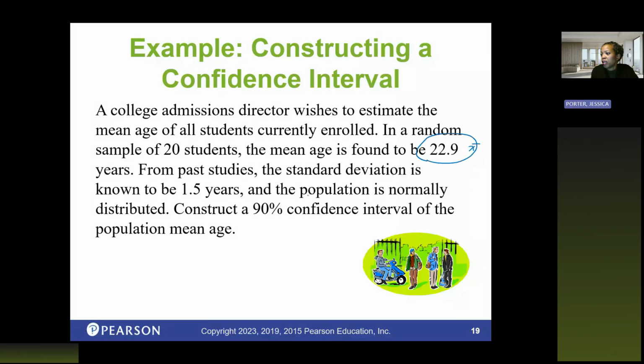X bar. You need your standard deviation, which is 1.5. You need your N, which is 20, and your confidence interval. Usually we put 0.9. C equals 0.9. Or did you have to pull up StatCrunch or the calculator? And your screens on your calculator might look a little different than mine.